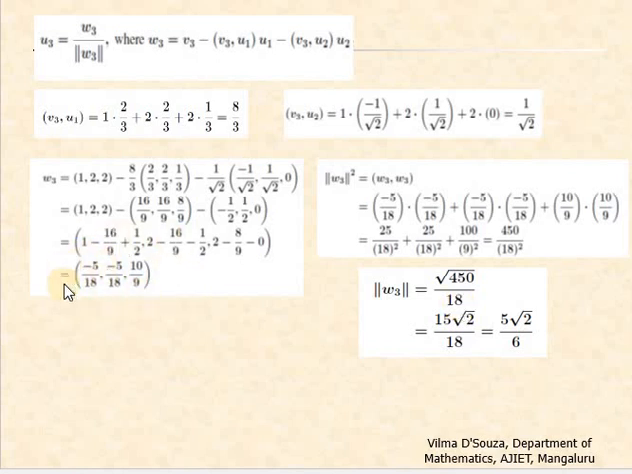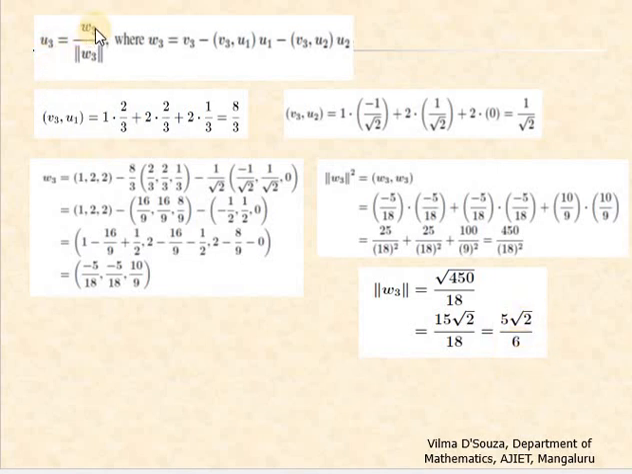You find the length of this. Root of 450. 450 can be written as 225 into 2. Right? Root of 225 is 15. So 15 root 2 by 18. Or you can further simplify: 5 root 2 by 6. So length of W3 is 5 root 2 by 6.